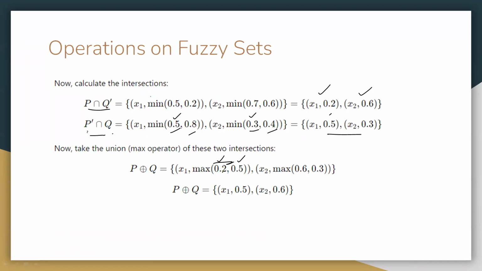Next is taking the maximum, that is, the union operation of these two outputs. Which is the maximum of 0.2 and 0.5? It is 0.5, so 0.5. Then you have 0.6 and 0.3, and the maximum is 0.6. This is how we find the symmetric difference. Okay, so that is all for today.